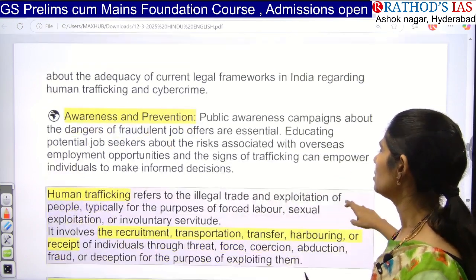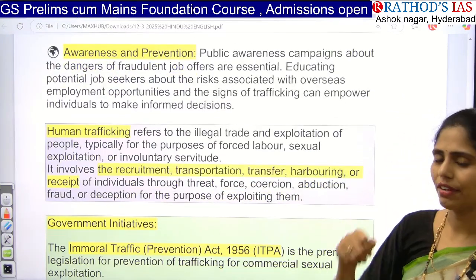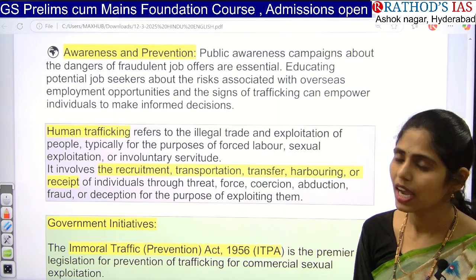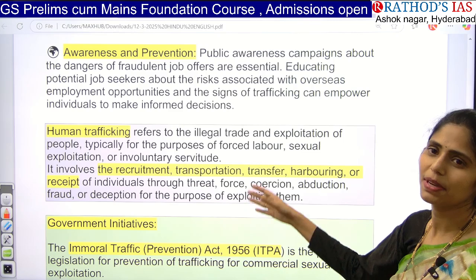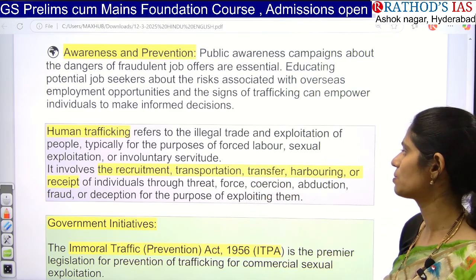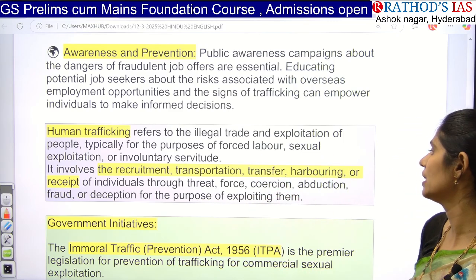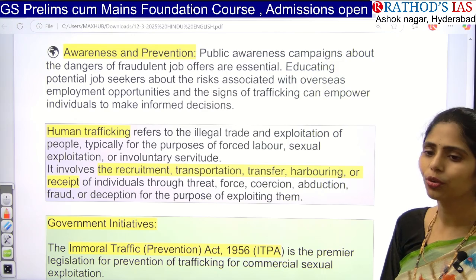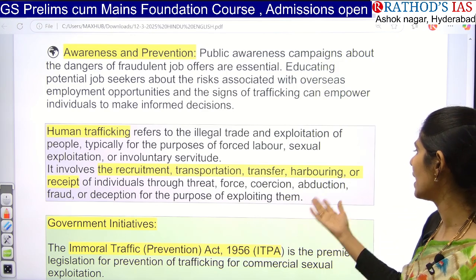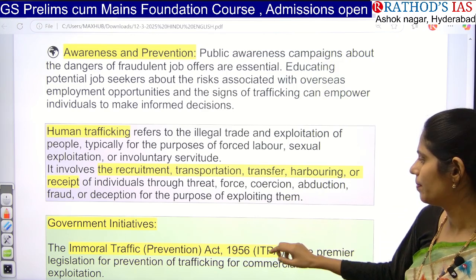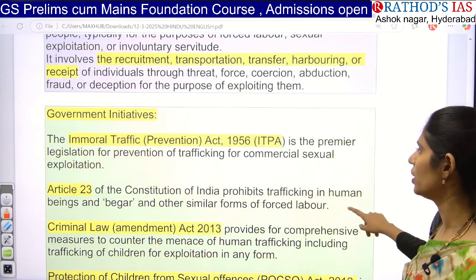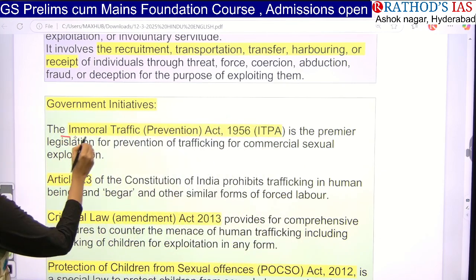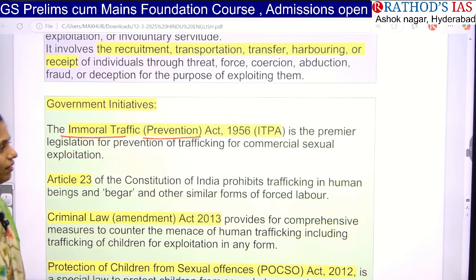Okay. And next, if you see some facts regarding human trafficking, what is the meaning of human trafficking? It refers to the illegal trade and exploitation of people, especially for forced labor or sexual exploitation and involuntary servitude. So how does human trafficking happen? In the name of recruitment, in the name of transportation, transfer, harboring, etc. So what are the government initiatives? Very important.